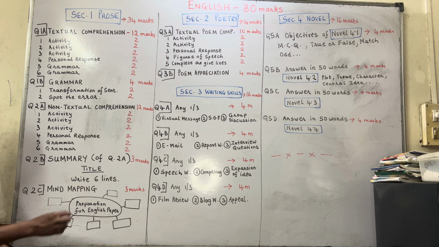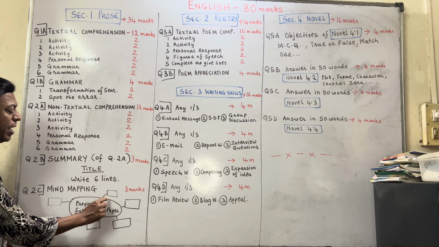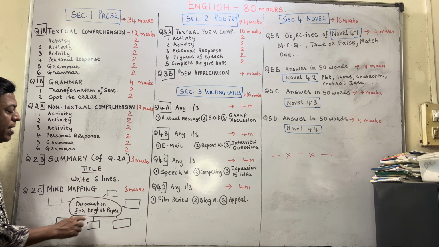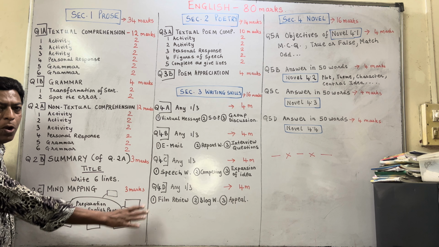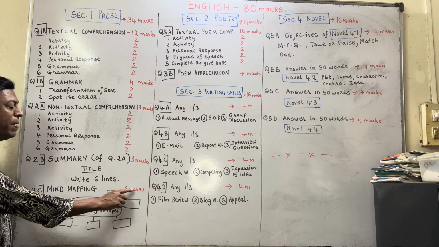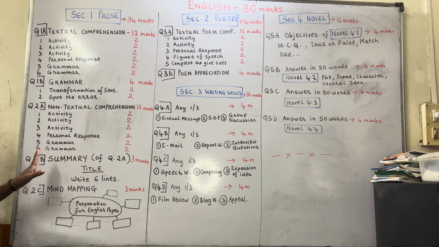For example, they give types of utility. Then you write that in the centre, and then you fill the boxes. Time utility, place utility, knowledge utility, service utility, and so on. So that is mind mapping, which will carry 3 marks. So here we finish section 1.